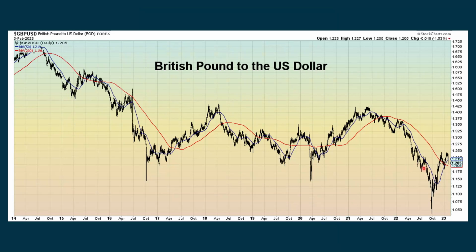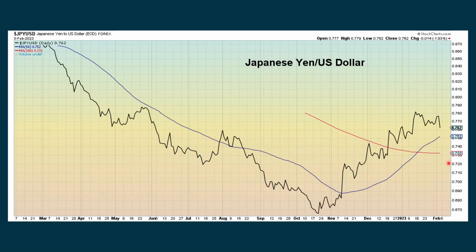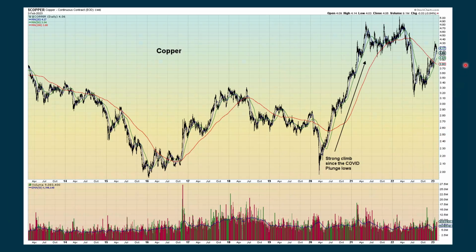The British pound just gave us a recent golden cross and has been climbing against the dollar. The Japanese yen, the same thing. Copper, after really spiking up and giving us a golden cross, has been falling back lately.